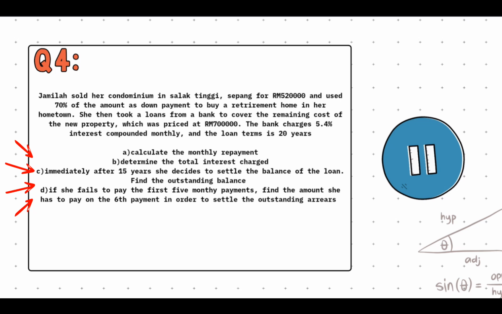C. Immediately after 50 years, she decides to settle the balance of the loan. Find the outstanding balance. D. If she failed to pay the first 5 monthly payments, find the amount she has to pay on the 6th payment in order to settle the outstanding balance.